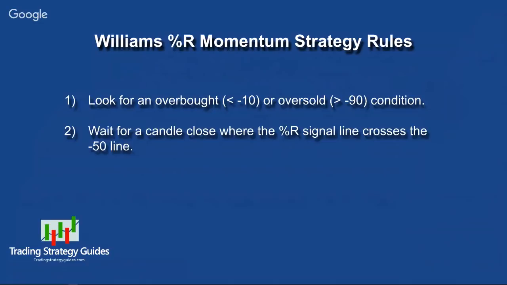I'm going to show you these things on a chart so that you'll understand, but I just wanted to get these rules out there. After you get a candle close where the signal line crosses the 50 line, then you trade in the direction of the price move. That's all there is to it.